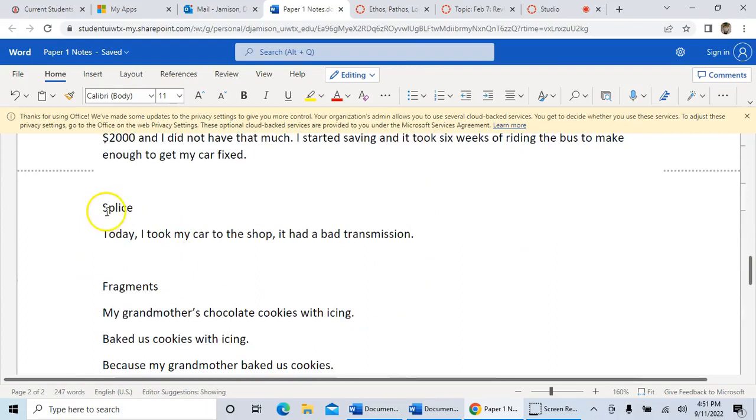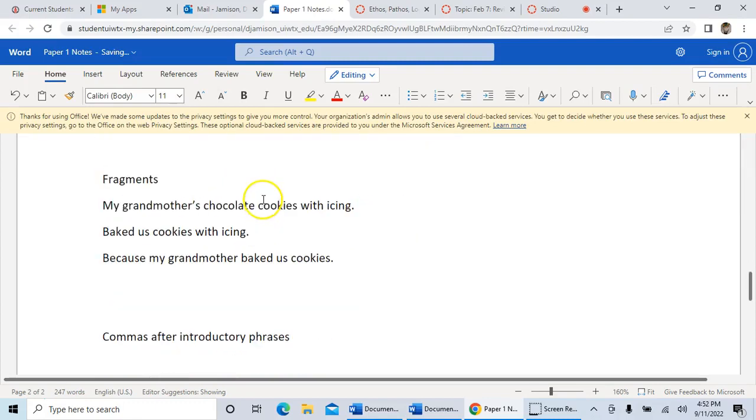Sentence comma splices. This is where you've just connected two different sentences with a comma. You can't do that. You have to have either a fanboys there, or you have to make it into two sentences. Generally, you need to make it into two sentences. It's easy to fix. All you do is replace your commas with a period.